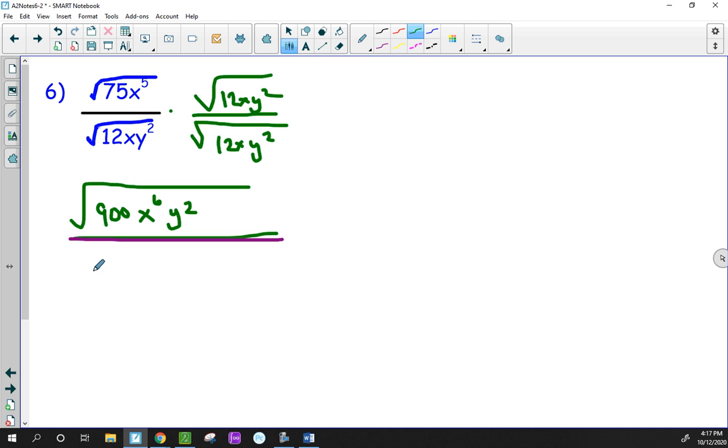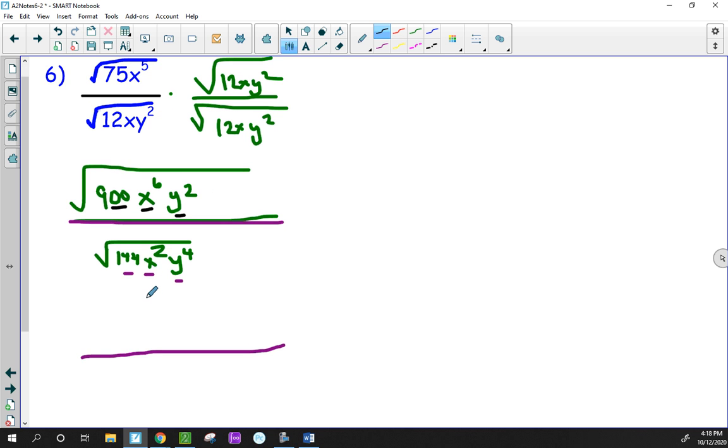Okay, let's go to the denominator. I've got 12 times 12, which is 144. I have x times x, which is x to the 2nd. And I have y squared times y squared, which is y to the 4th. And you're going to notice that the denominator is going to work out very nicely. The numerator, the square root of 900 is going to simplify. The square root of x to the 6th is going to simplify, as well as y to the 2nd. So actually, right now, it's looking like everything's going to simplify nicely for me.